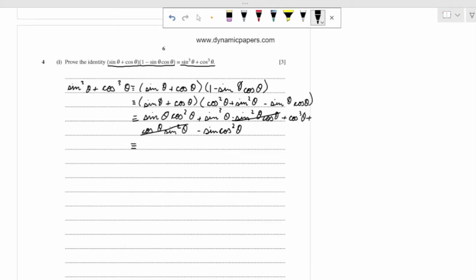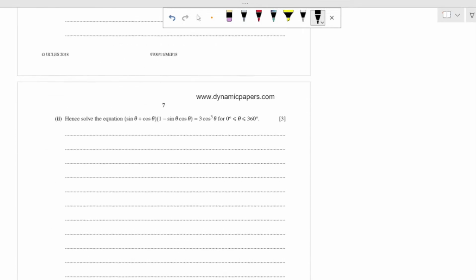Similarly, we have sine theta cos square theta and we have sine theta cos square theta. We can again cancel them out. What we are left with is sine cube theta plus cos cube theta, which is equal to our left hand side or the right hand side. And thus we have proved this equation.